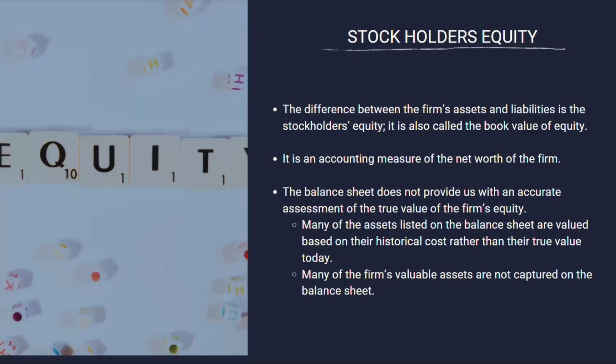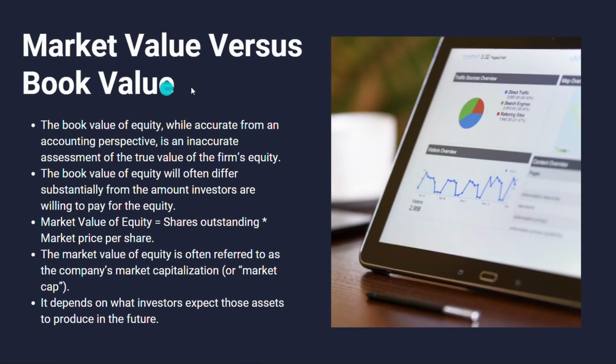Market value versus book value. For the reasons cited above, the book value of equity, while accurate from an accounting perspective, is an inaccurate assessment of the true value of the firm's equity. Successful firms are often able to borrow in excess of the book value of their assets because creditors recognize that the market value of these assets is far higher than the book value. Thus, it is not surprising that the book value of equity will often differ substantially from the amount investors are willing to pay for the equity.